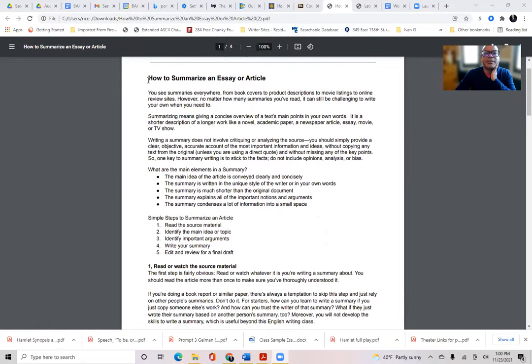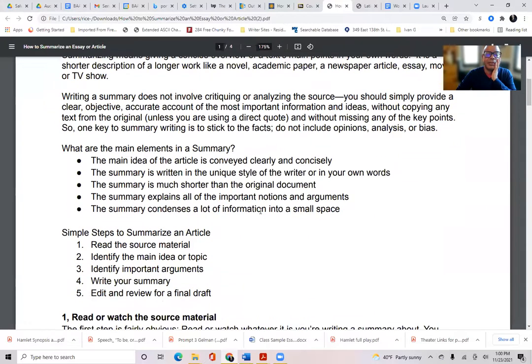So, the idea of summarizing an article or an essay, thinking of the main elements here. I'm just going to make this a little bigger, just refreshing our minds, right? What are the main elements in a summary? The main idea of this article is conveyed clearly and concisely. The summary is written in a unique style, in your own words. It's shorter than the original document, right? So if the document is 10 pages, your summary should not be 10 pages. Your summary could be a paragraph. It could be a page. Maybe you need a page, but it should not be 10 pages. It should be shorter. It should explain the important notions and the arguments, the ideas that the paper is making. And it condenses a lot of information into a small space, right?